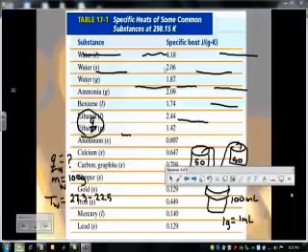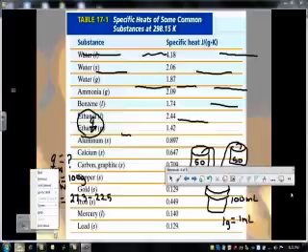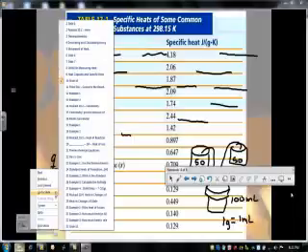There it is. Here's water. 4.18. Yeah, that sounds familiar, right? This is 4.184, the specific heat of water. We just talked about how that's joules and calories. Calories only uses water. It compares everything else to water. All right, let's go back to our example.